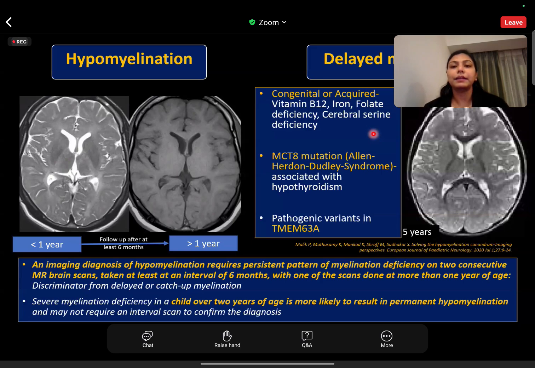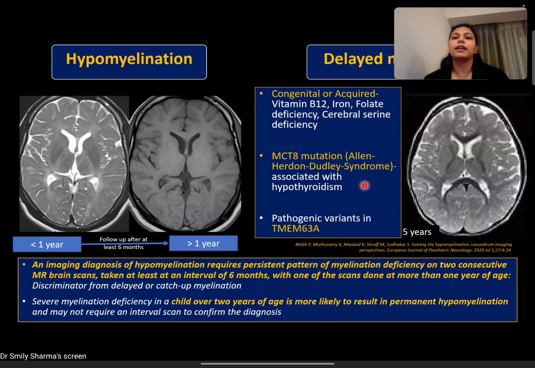And in fact, delayed myelination has a lot of treatable causes. For example, deficiencies of vitamin B12, iron, folate deficiency, congenital as well as acquired, as well as delayed myelination if associated with congenital hypothyroidism. So there is one MCT8 mutation and Allan-Herndon-Dudley syndrome, which you can remember, and there can be other pathogenic variants as well.